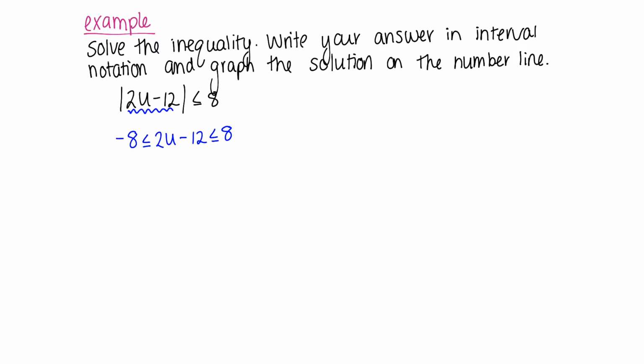And just like with a 2-piece inequality or a two-part equation, if you do something to one side, you have to do it to the other. Since there are 3 sides here, anything we do to this middle portion, we do to both of these portions out here. So just like solving a linear equation, I'm going to add the 12 here to get rid of it next to the u. So negative 8 plus 12 is 4, less than or equal to 2u, less than or equal to 20. Now to get the u by itself, I need to divide by 2.